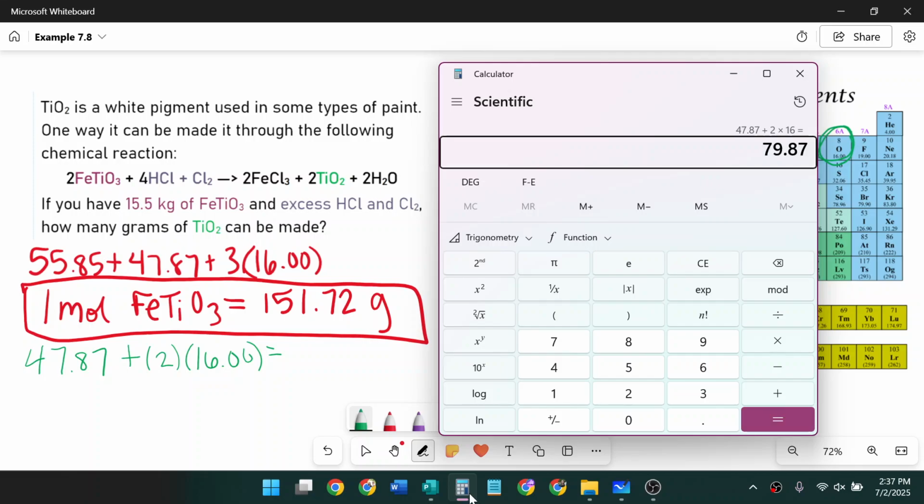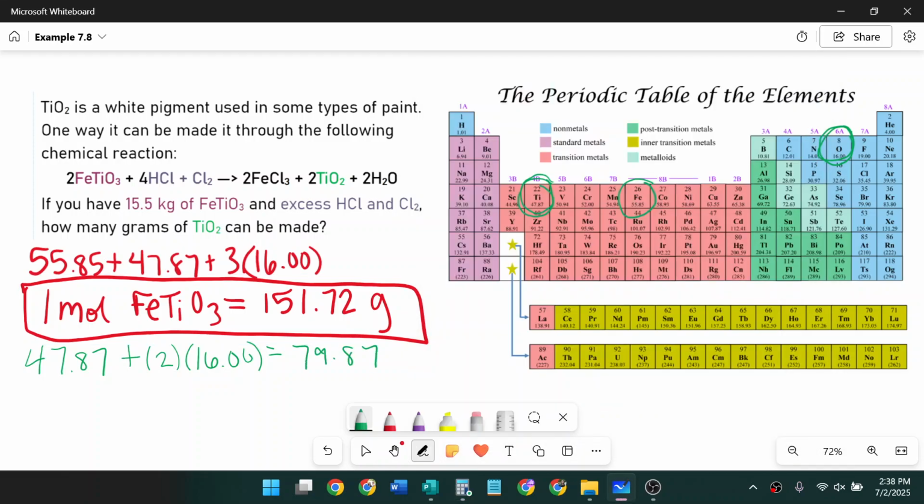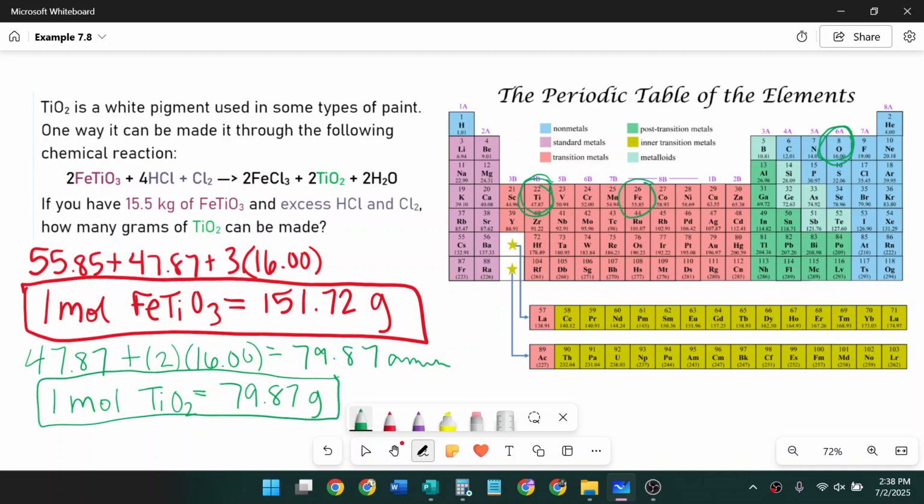So that's 79.87. And that's in AMU, but of course what it tells us is that 1 mole of TiO2 equals 79.87 grams. That is going to be a conversion relationship that we're going to need.